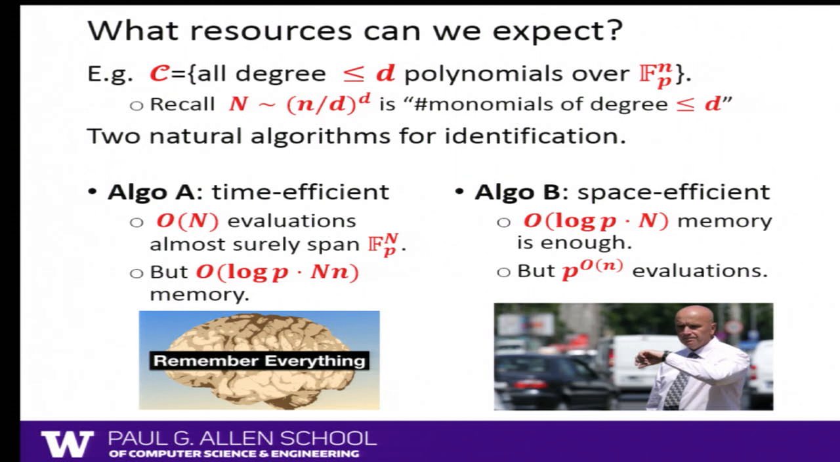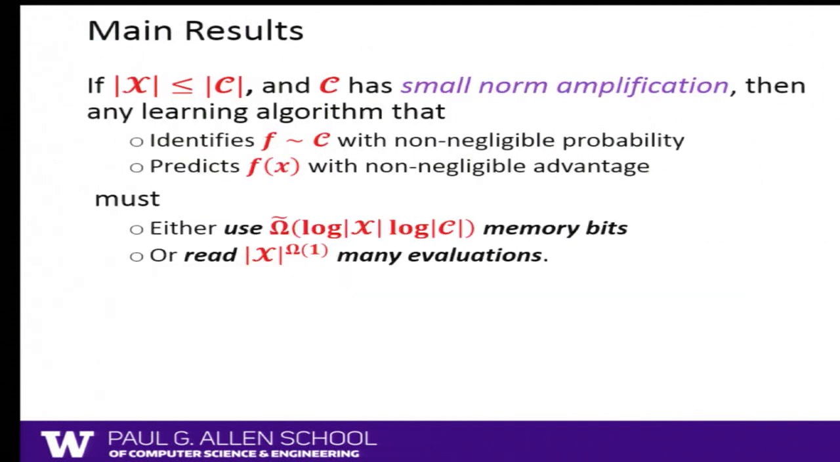So we prove that essentially these two algorithms are all we can do. So our main result is, if the size of the domain X is no more than the size of the concept class C, and C has a property called small norm amplification, which I will explain later, then any learning algorithm for the two learning tasks must either use omega of log X times log C space, or size of X to the omega of 1 evaluations. Here, the size of X is actually exponential in the input length, so this is indeed an exponentially large number.